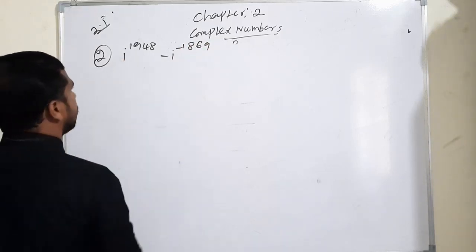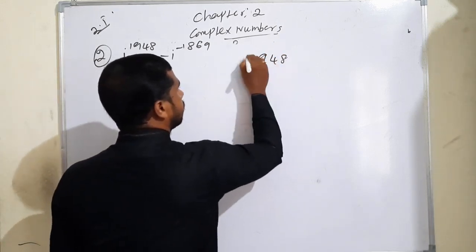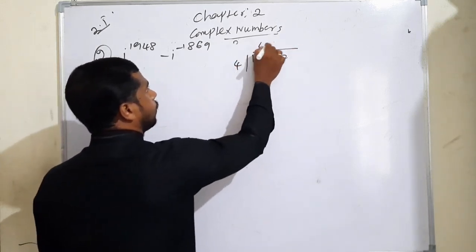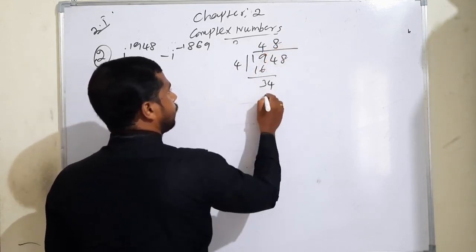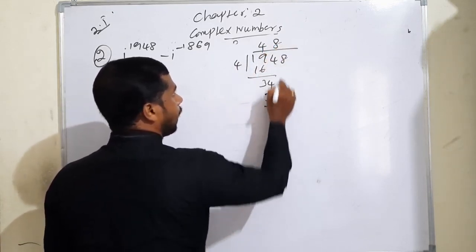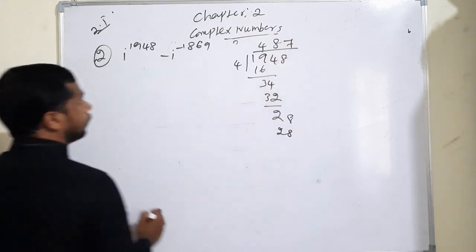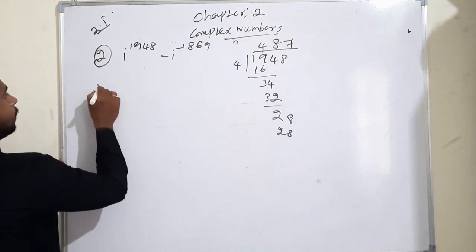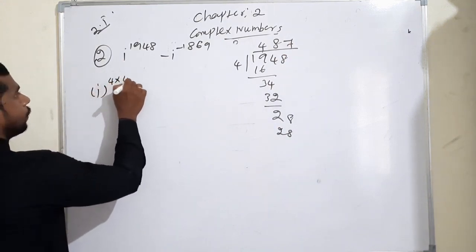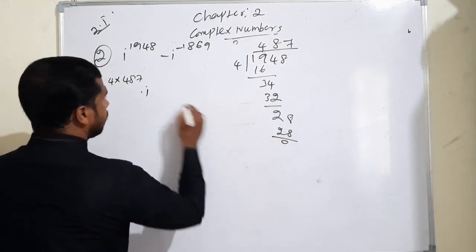So first I am considering the first part, 1948. 1948 divided by 4 means how many times? 4 4s are 16, will be 3, again 4. So 8 4s are 32, true, balance 8, means 7 4s are 28. Possible, no, directly we can write it. So i to the power 4 into 487, and the balance will be 0, no? So we can write i to the power 0.